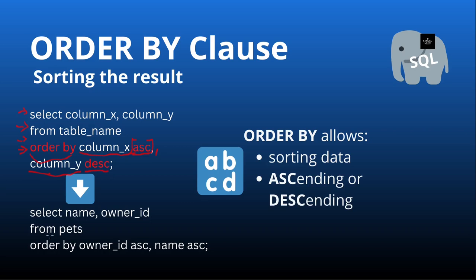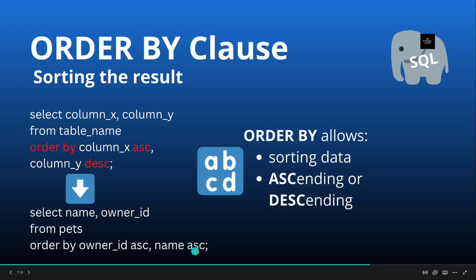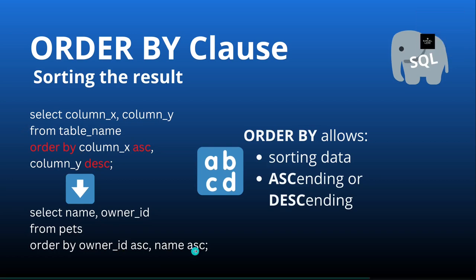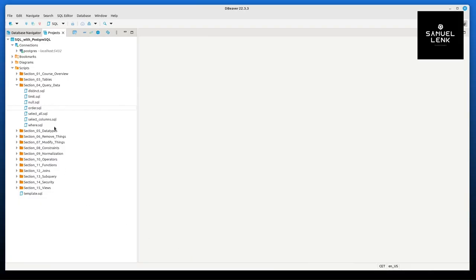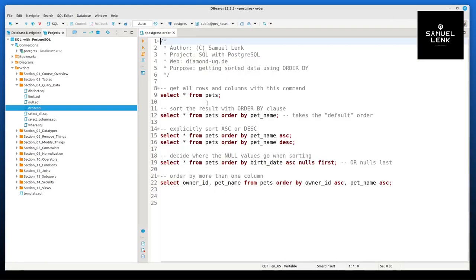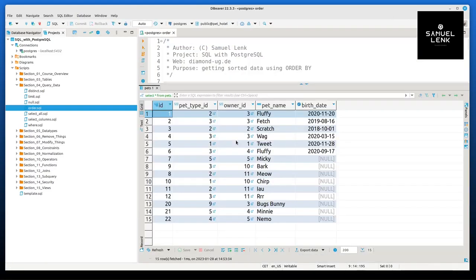So how could that look? We get, for example, data from our pets table, the name and the owner ID, and then we sort ascending by the owner ID and then by the pet name, both in ascending order. Let's look at this in the database itself, in the pet hotel database. Here we have this order.sql script, and we are going to work with the pets table, right? So we get all this information here.